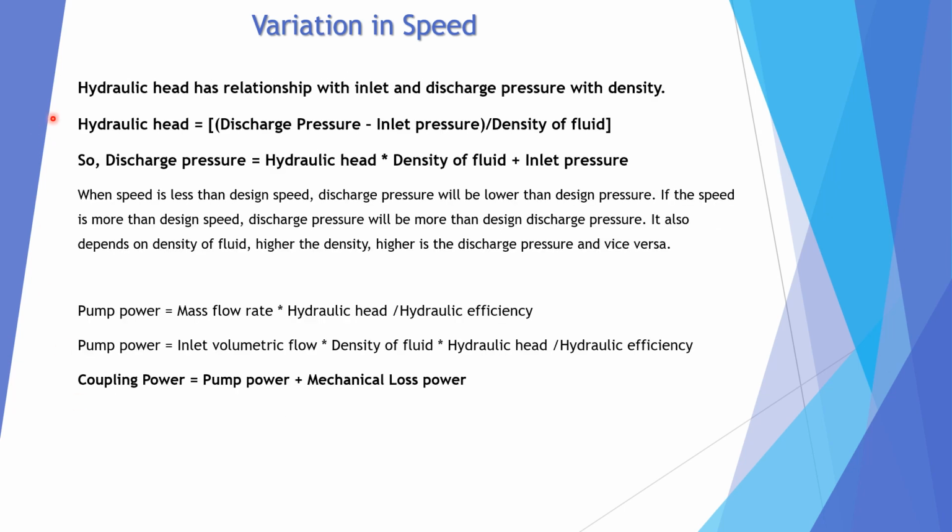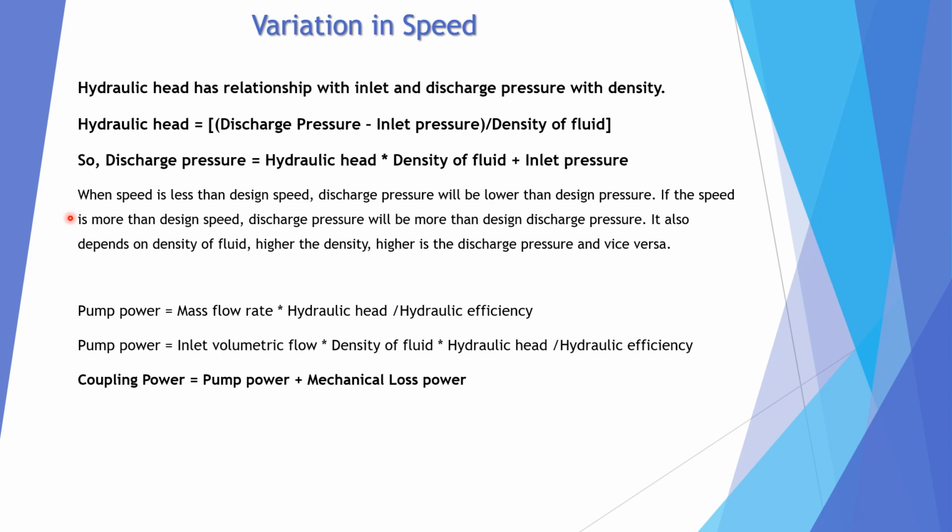Hydraulic head has a relationship with inlet and discharge pressure with density. That means hydraulic head is equal to discharge pressure minus inlet pressure divided by density of the fluid. So discharge pressure is equal to hydraulic head into density plus inlet pressure. So when the speed is less than design, discharge pressure will be less than the design pressure, and if the speed is more than design, discharge pressure will be more than design discharge pressure.